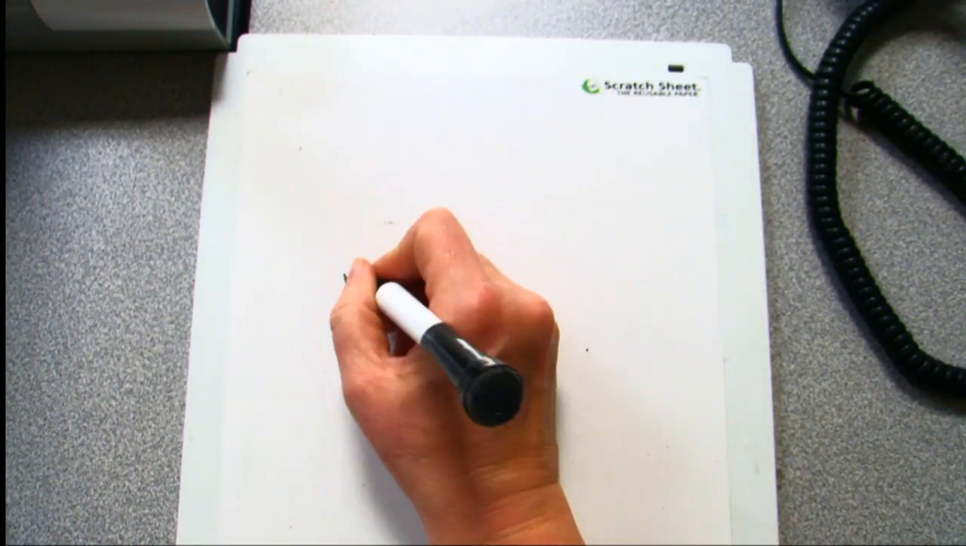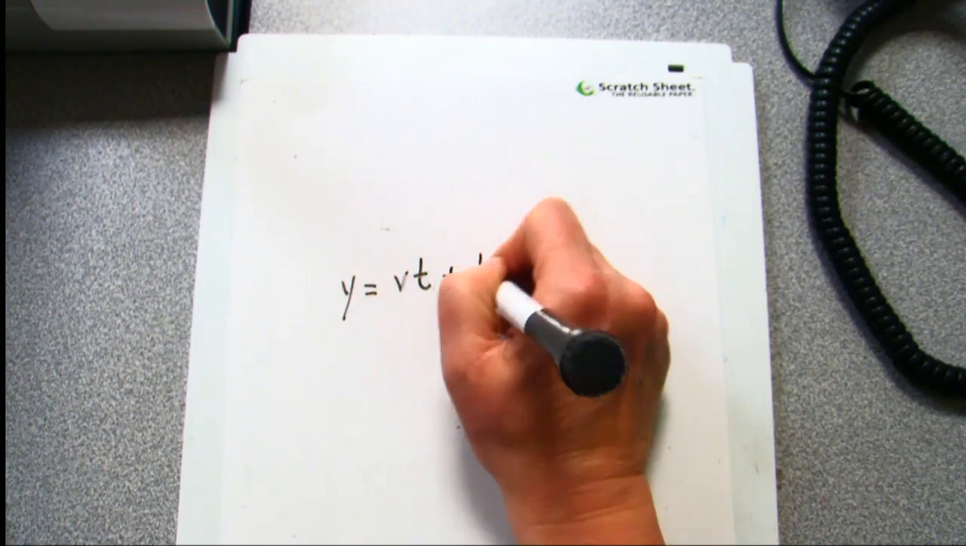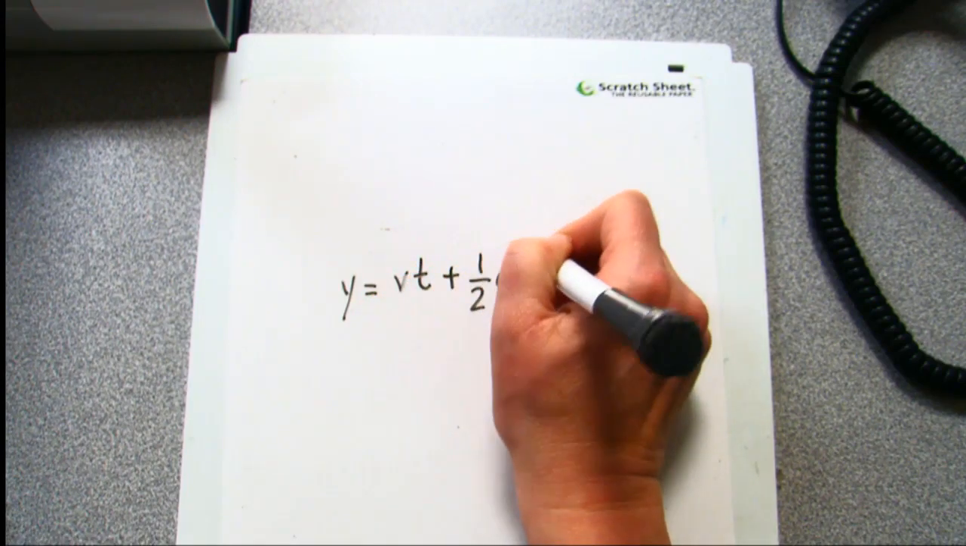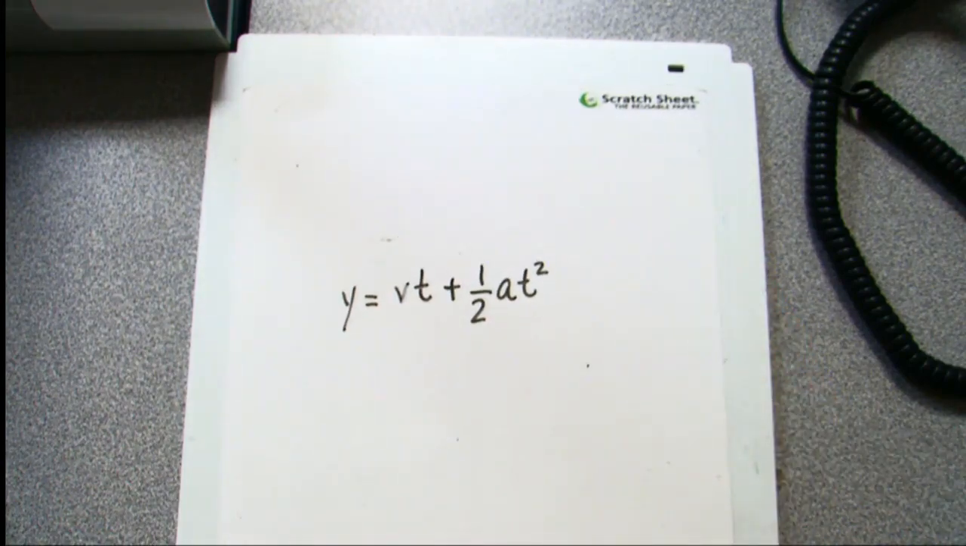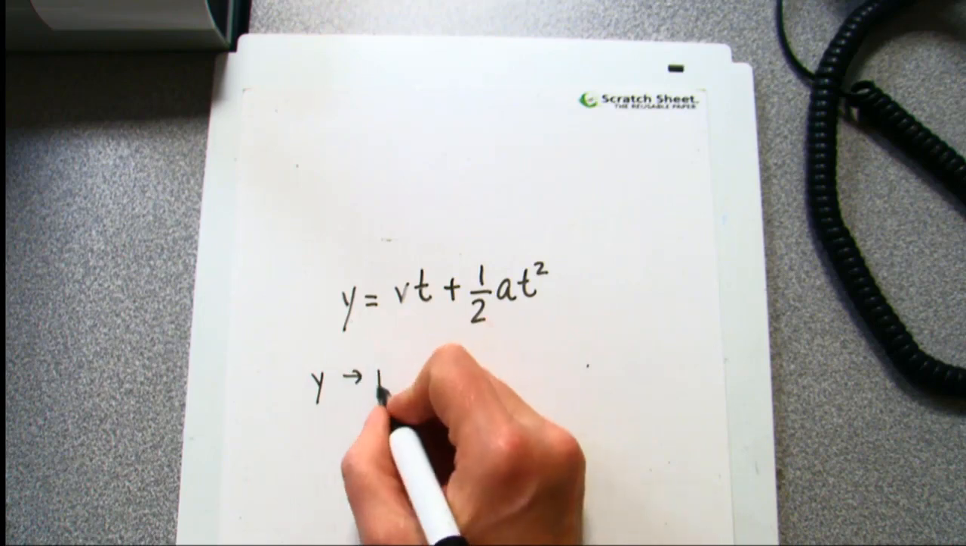I'm just going to write down an equation. Y is equal to VT plus 1/2 AT squared. Okay? We will see this. This is a kinematics equation. Y is a position.